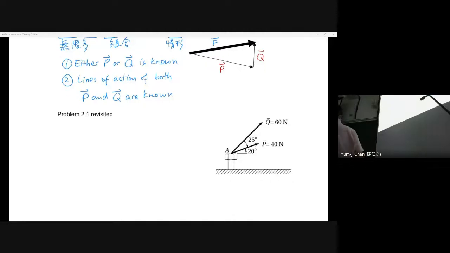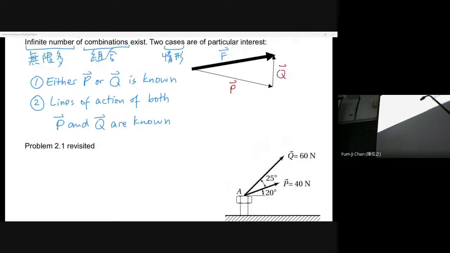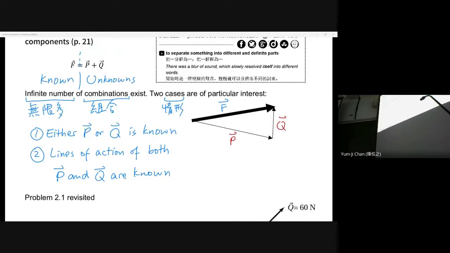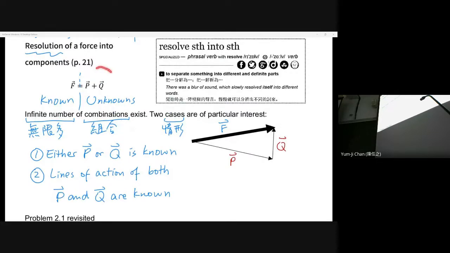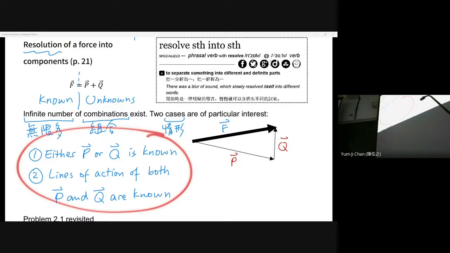We move on from page 8. So here we are talking about breaking down a force into two components, P and Q. Breaking down a force into two components, P and Q. And of course, we have an infinite number of combinations, and we will talk about these two cases, especially this one.